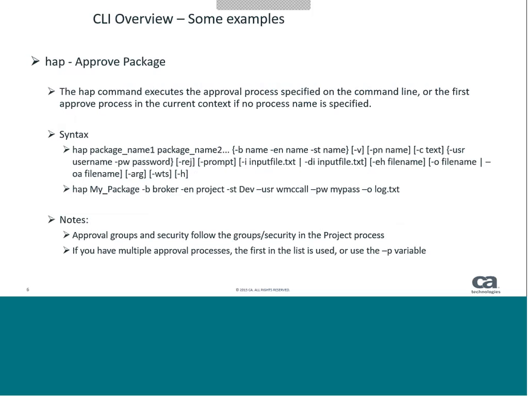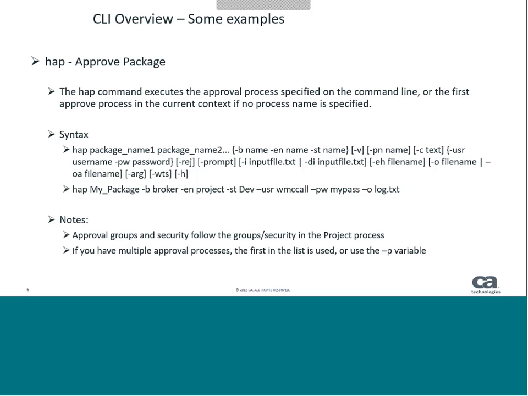This one here is the Harvest approve package. So obviously we all know that when you want to approve a package, you can right-click on a package in the Harvest workbench or in the Eclipse interface, and if you have access to a process, the approve process, it becomes available to you to execute that approve package process. So in this case, I'm executing an approve package process through a command line interface.